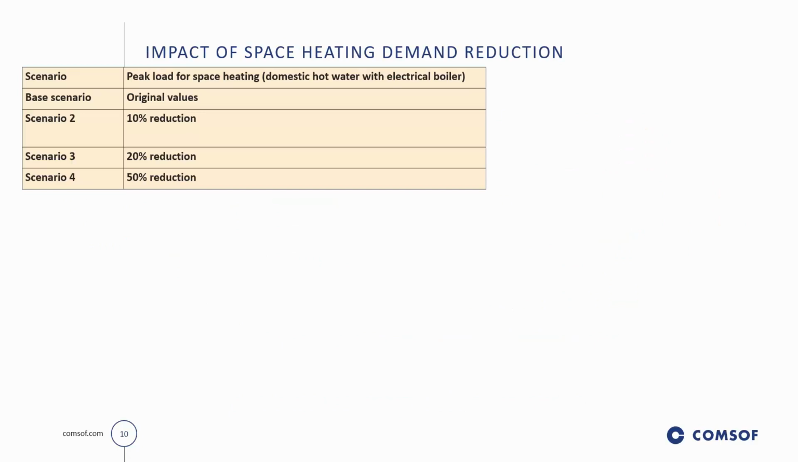If we now apply this principle on the same districts, we're going to investigate scenarios of lower heat demand compared to the base scenario. So we're going to calculate a few additional scenarios with 10%, 20% or 50% less space heating demand, and look at what the effect is on the network cost.